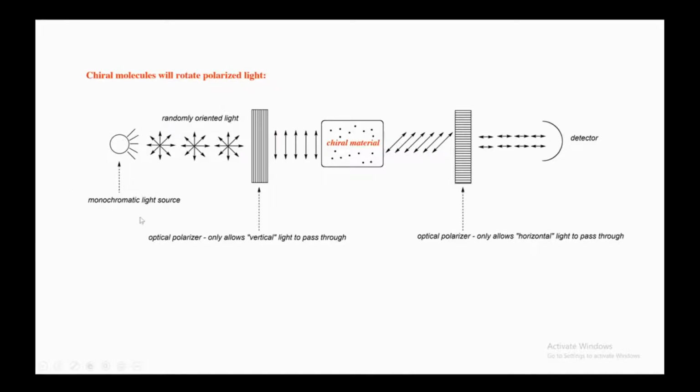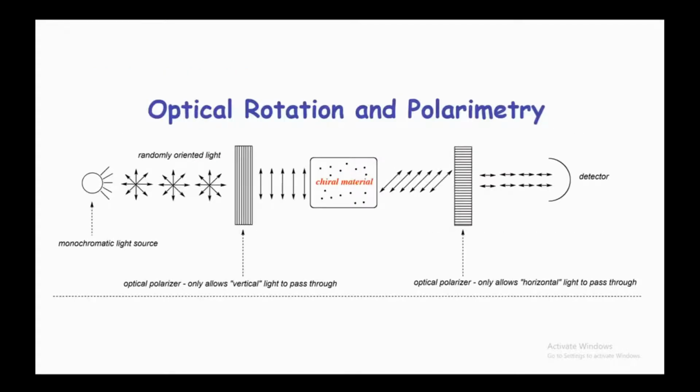So we have a monochromatic light source, then randomly oriented light, and then an optical polarizer that only allows vertical light to pass through, and then we have a chiral material. Now this will be detected at the detector. Either it will be on the left hand side or on the right hand side. If it's the left hand side, we call it L. If it's the right hand side, we call it D. Most commonly you might have seen D-glucose available in the chemist shop. D means dextrorotatory, the glucose that is present in that bag is an isomer which rotates plane polarized light towards the right hand side. That's why we call it D-glucose.